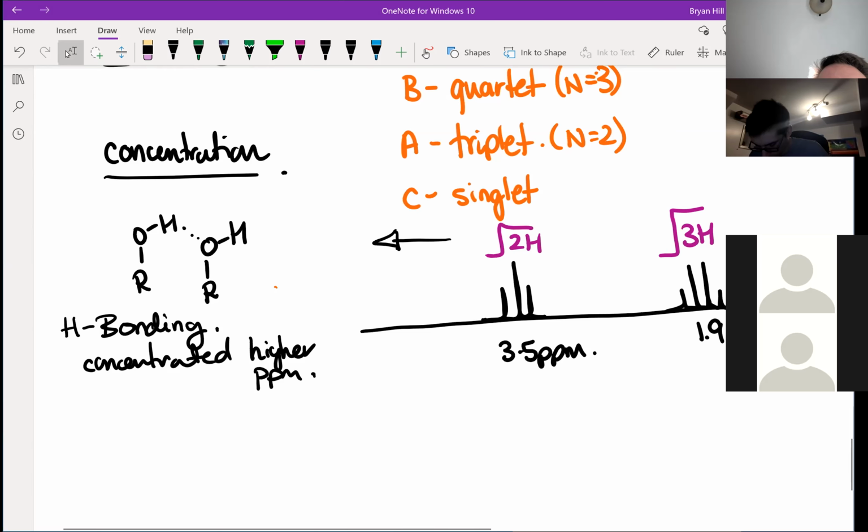If it's not, because you've got oxygen hydrogen bonding to it, withdrawing electron density, it's going to be at a higher ppm. The other thing it's going to do is broaden the signal, so it won't appear as a nice little sharp line anymore. It starts to appear as a broad singlet.